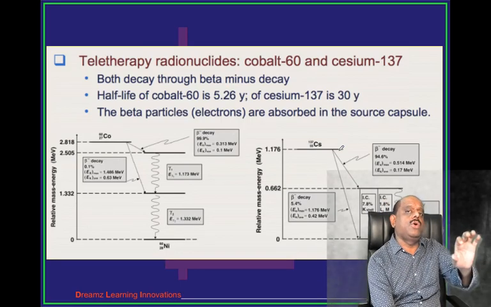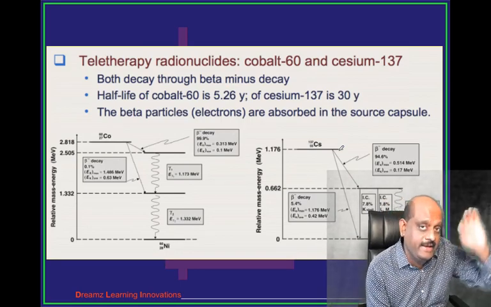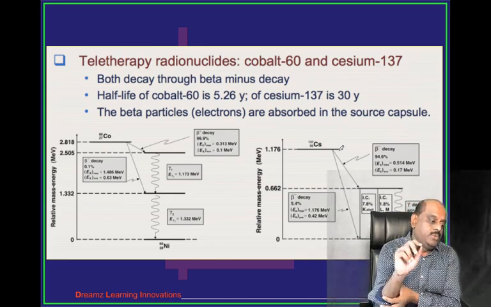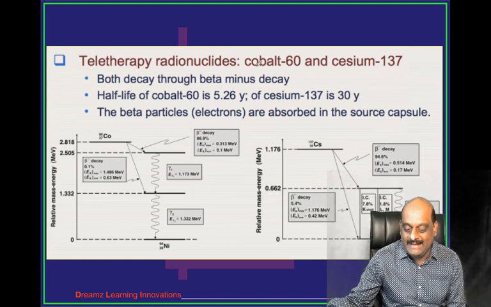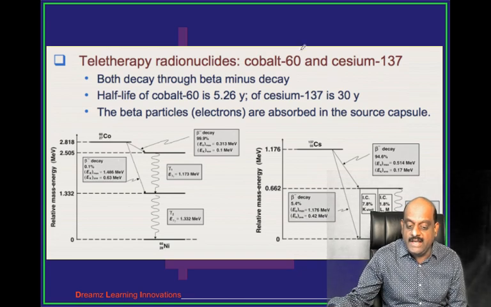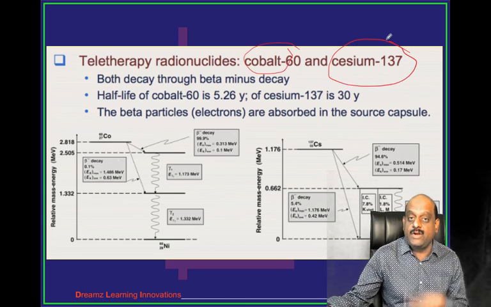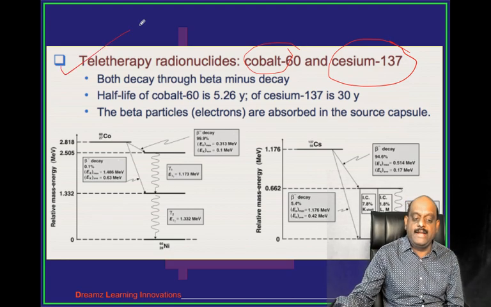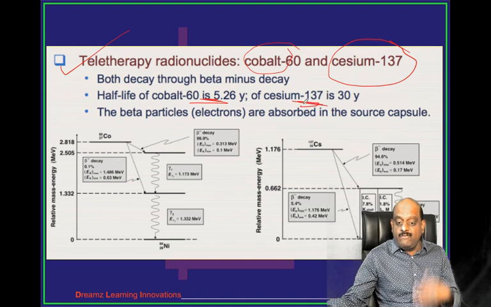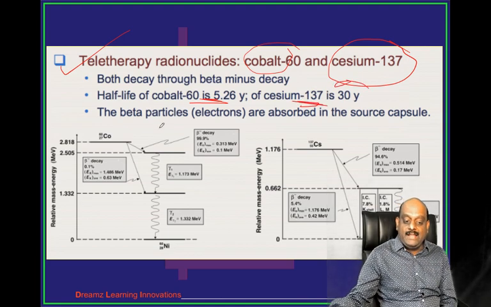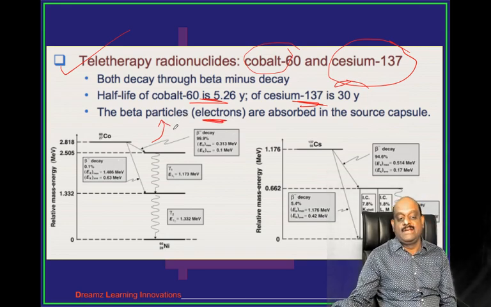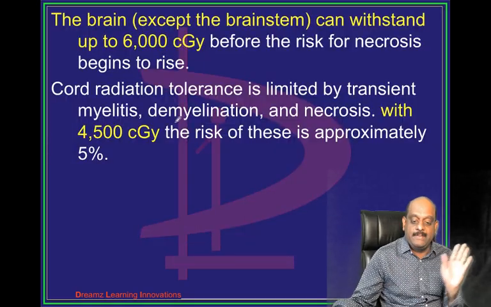Then what are the radionuclides for teletherapy? Right? This is the main thing. Examiner ka pura rona isi ke upar rehta hai. Cobalt 60. Cobalt 60, cesium 137: two radionuclides you should remember for teletherapy. The half-life of cobalt is 5.26 years. Cesium 137 ka 30 years. And the beta particles, which are electrons, are absorbed in the source capsule. So that is the story of teletherapy.